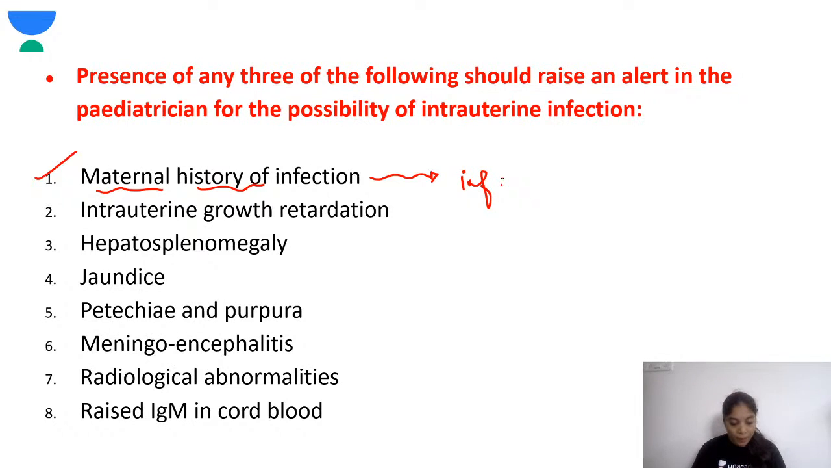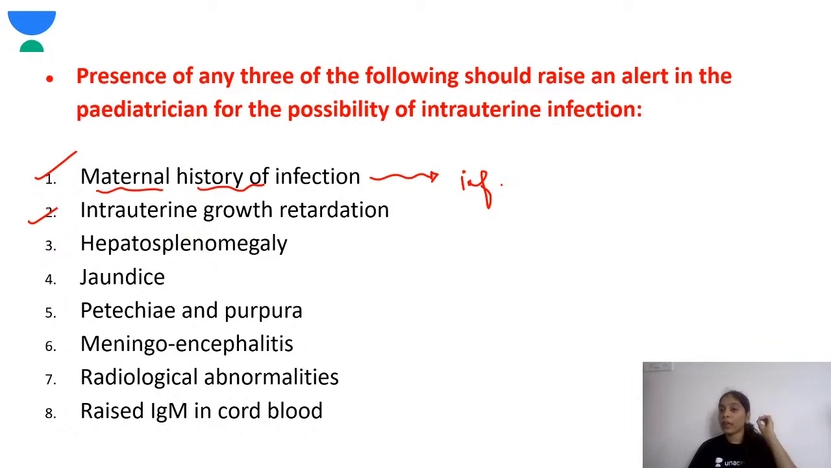Next is intrauterine growth retardation. If the child is born with intrauterine growth retardation, first you need to know why. One of the main causes could be TORCH, but there are other causes also, like poor socioeconomic status, maternal health, maternal nutrition, placental insufficiency, or if the mother has a chronic illness. If all these conditions are ruled out, then you should always think about intrauterine infection.